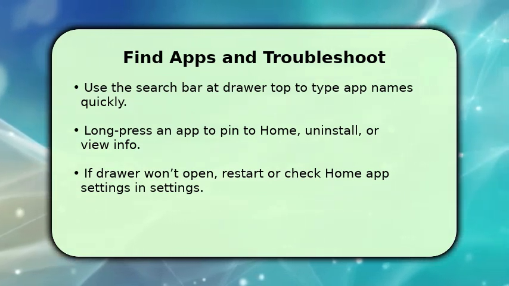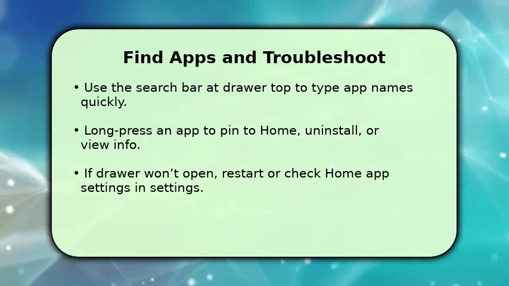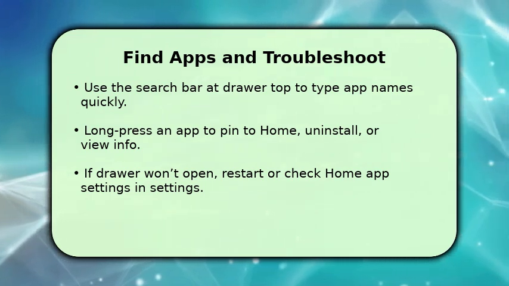Type the app name into the drawer's search field to jump straight to it, or long press an icon to add it to home or access app info. To finish, drag frequently used apps to your dock.